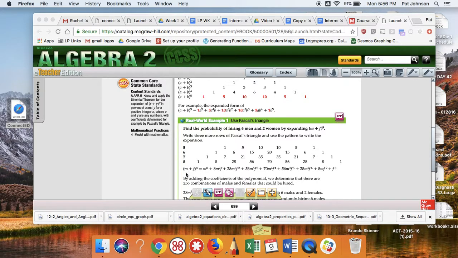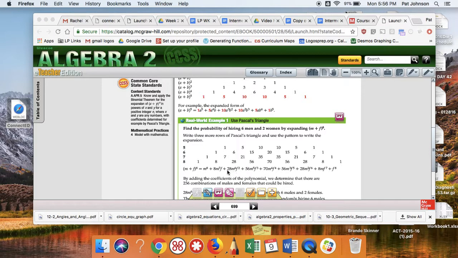So it's to the 8th power, so the first one is going to be m to the 8th. The next one is going to be m to the 7th, you go down 1 power, but then you have to do f to the 1st power. So these two powers have to equal the power of your binomial.